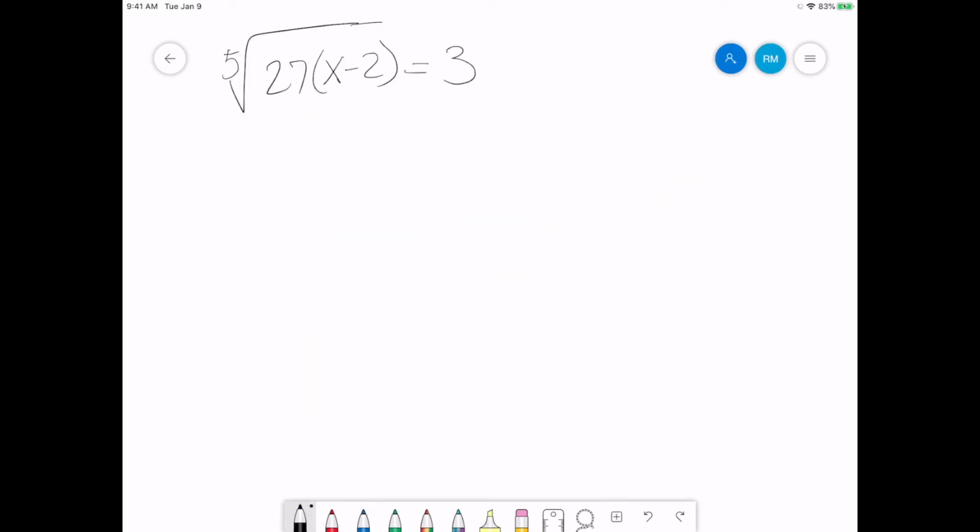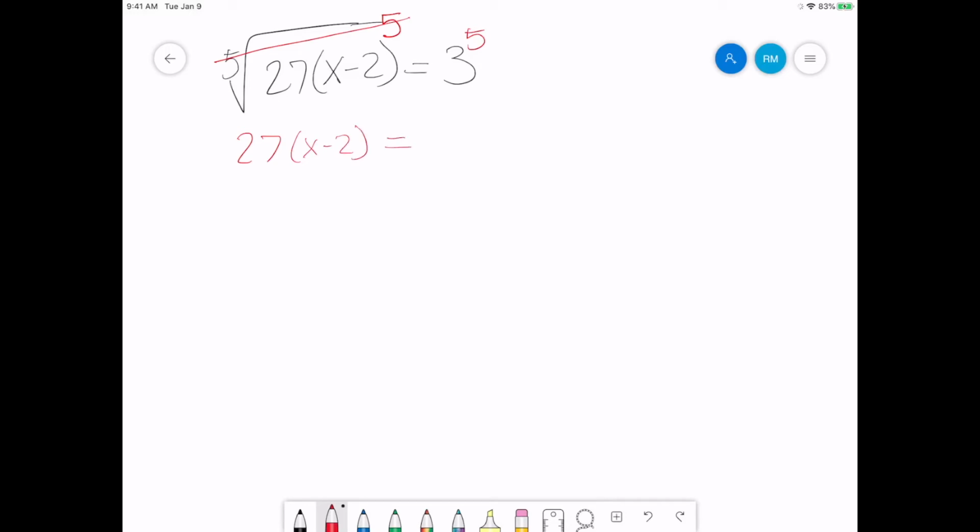Alright, so in this problem, I have the fifth root of 27 times x minus 2 equals 3. My directions are to solve the equation. So the first thing that I need to do is get rid of that fifth root sign. In order to get rid of a fifth root, I have to raise it to the fifth power. Whatever I do to one side, I have to do to the other. That's going to cancel out that fifth root, so I'm just left with what's underneath it on this side.